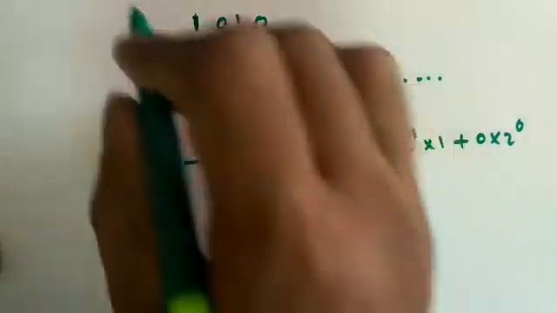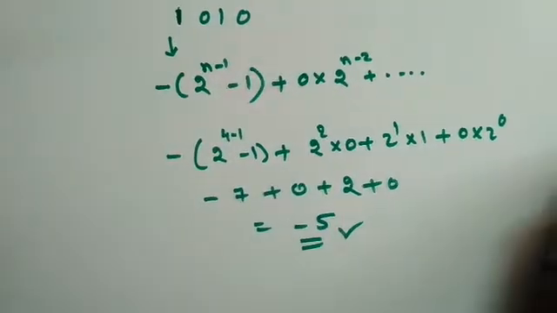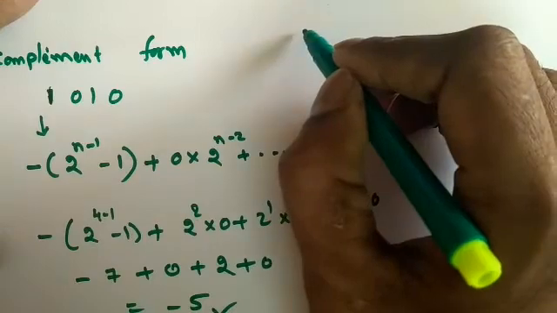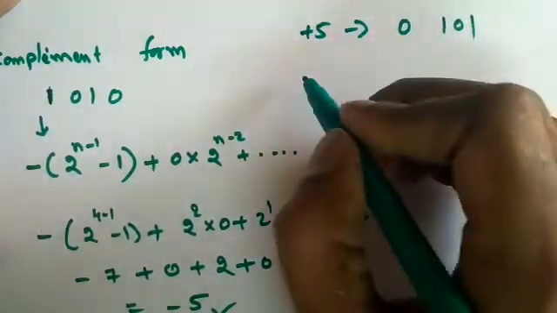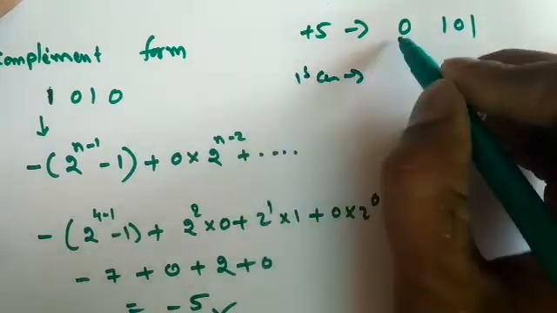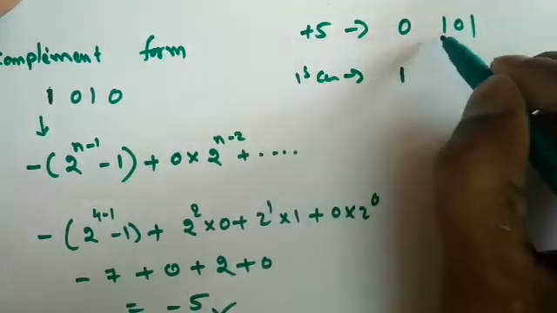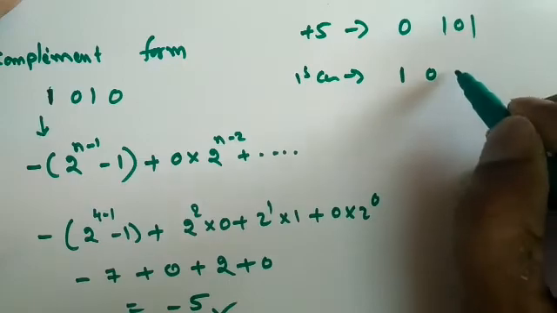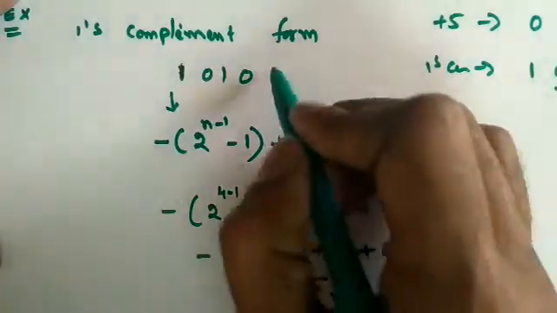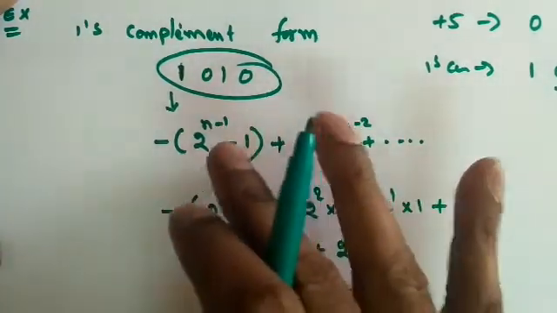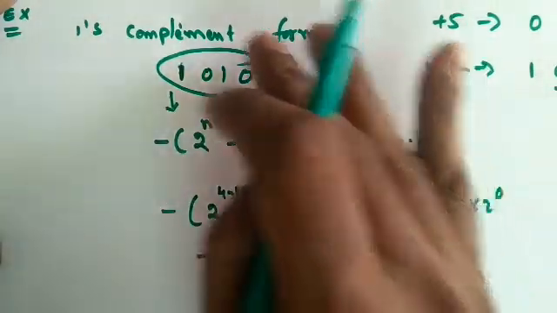So for 4 bits, we can represent minus 5 in 1's complement form, as we have seen. We go with the standard procedure. Plus 5 means 0 1 0 1. If I find the 1's complement, we replace 1 by 0, 0 by 1, 0 by 1, 1 by 0, so we get 1 0 1 0. Is it right? Yes.